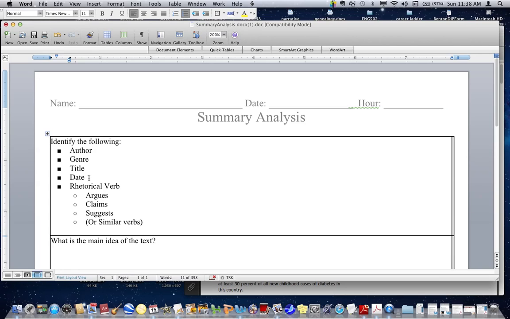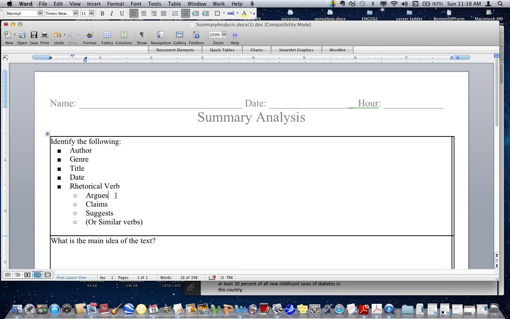If you know the date that the article or the essay, whatever it is that you're reading, was actually written in, include that. Then you were to think about the rhetorical verb. And this was a struggle for several of you, and it probably will continue to be until we've practiced a few more times. The rhetorical verb really is, what is the author doing in the piece?